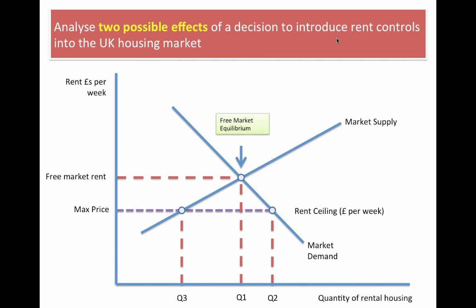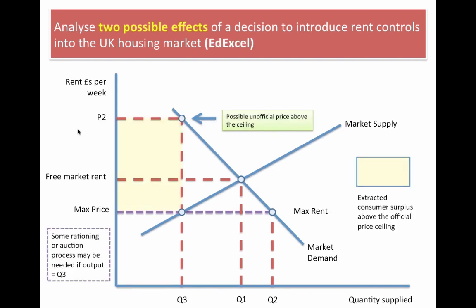Well, it means that you try and link and make it clear to the examiner that the market you're studying is the one that you're showing in the answer. So look at the x-axis down here, the quantity of rental housing is down here. On the y-axis, the rent in pounds per week. I'm making it clear this is a rental diagram. My maximum price, of course, has to be set below the equilibrium. That would be absolutely fine as a diagram. Can do the job and get the marks.